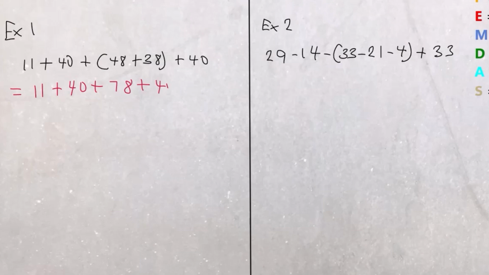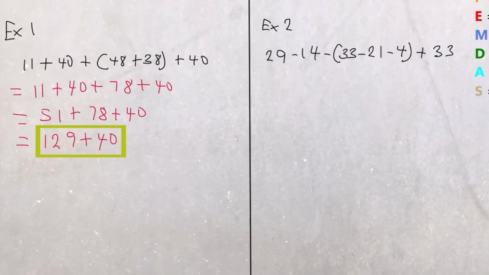Bring down the plus 40. Starting from the left, 11 plus 40 will give us 51. Bring down the 78. Bring down the 40. Looking at this, 51 plus 78 will give us 129. Bring down the 40. 129 plus 40 will give us 169. And that's our final answer.